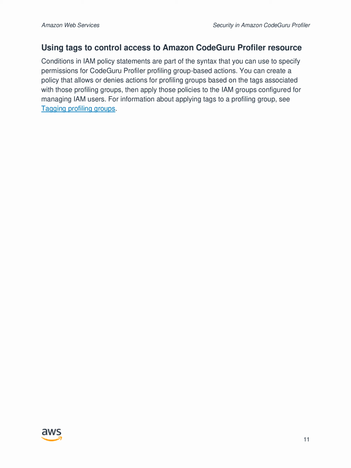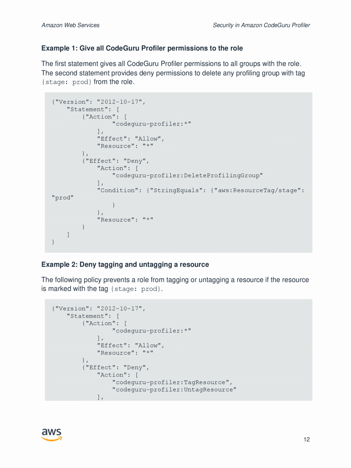For information about applying tags to a profiling group, see Tagging profiling groups. Example 1. Give all CodeGuru Profiler permissions to the role. The first statement gives all CodeGuru Profiler permissions to all groups with the role. The second statement provides deny permissions to delete any profiling group with tag stage:prod from the role.